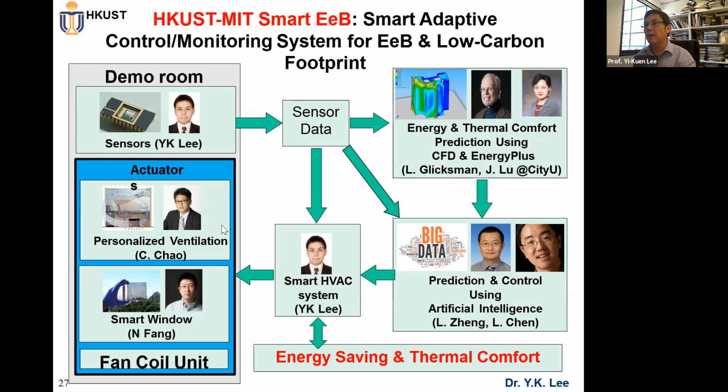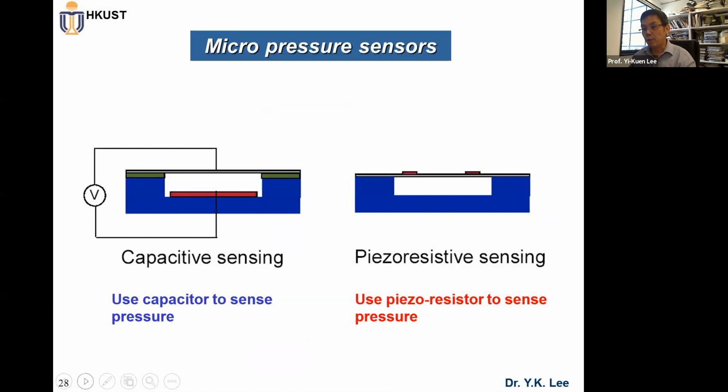That's why I have this kind of big project with MIT. Anyway, of course, I'll quickly show you how the pressure sensor works. Basically, it's a diaphragm, and once the pressure is applied, it causes deformation, and then with capacitive sensing, the capacitor gap changes. So input pressure causes deformation of this mechanical structure, which changes capacitance, and then from the capacitance change to output voltage, in this case you can make a sensor.